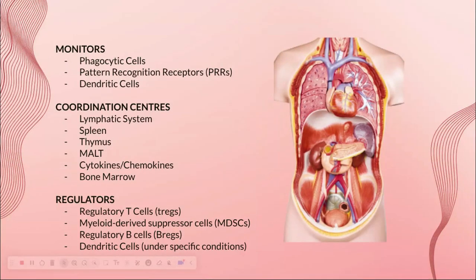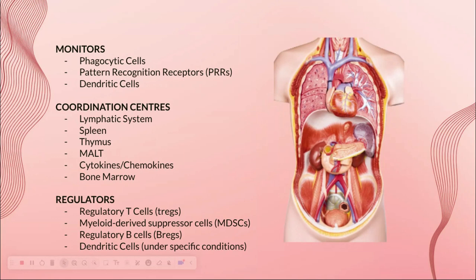by preventing excessive activation and promoting tolerance. Among them, regulatory T cells, or TREGs, play a pivotal role. TREGs suppress immune responses by secreting anti-inflammatory cytokines and by directly inhibiting effector T cells, thus ensuring self-tolerance and preventing autoimmune diseases.